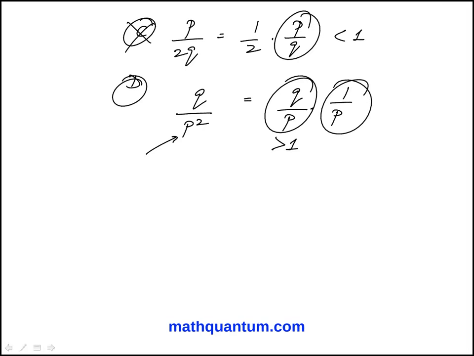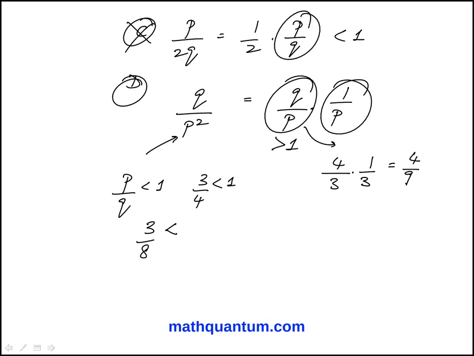So let me think of an actual example. P over Q is less than 1, so let's say it's 3/4. In that case, this would be 4/3 times 1/3, which is 4/9. But actually, let's do 3/10. Let's say this is P over Q, which is less than 1. Then this expression would be 10 over 9, which is now greater than 1.